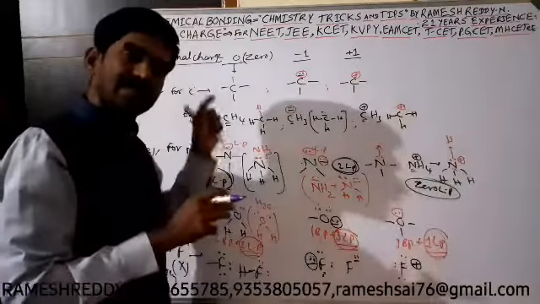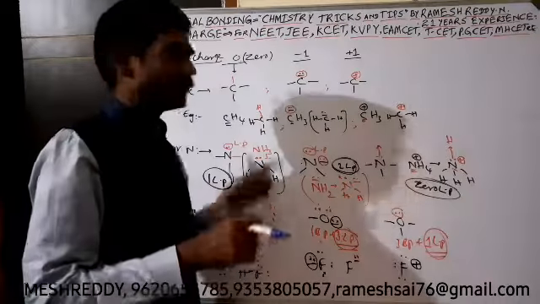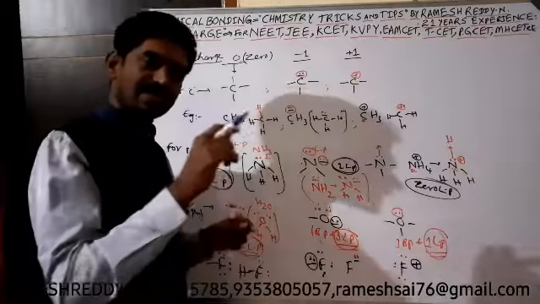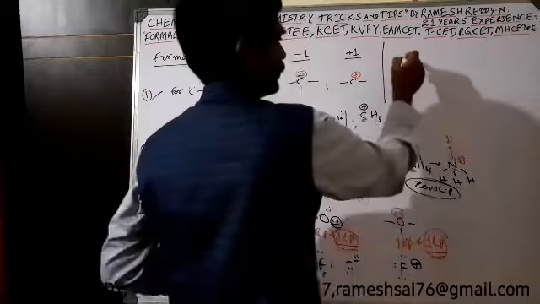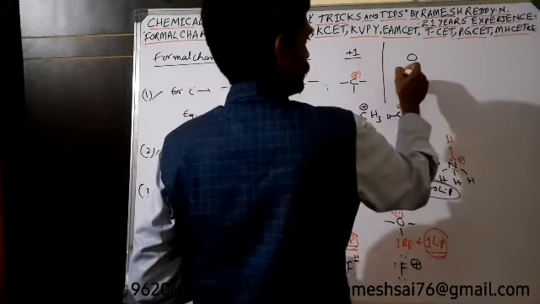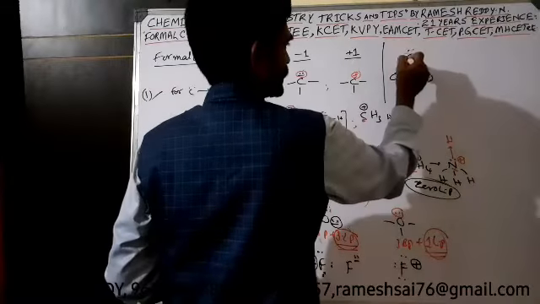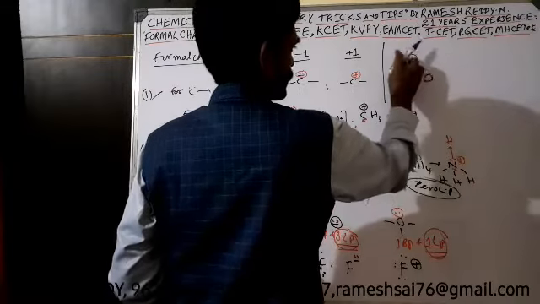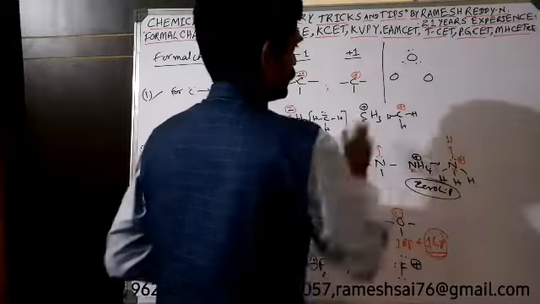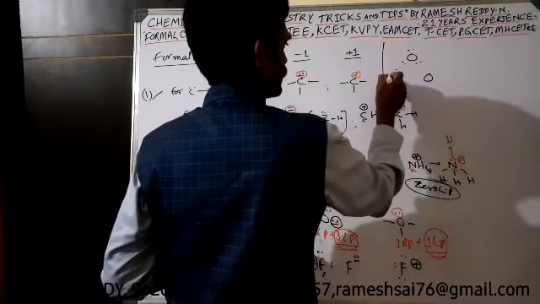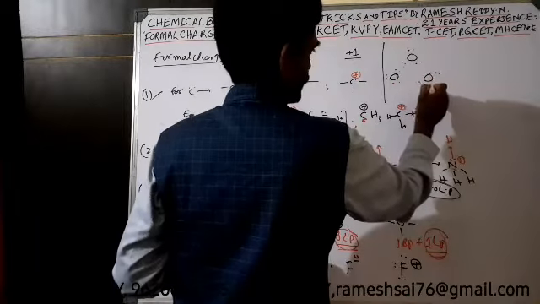By keeping this concept in our mind, without applying the formula, you can easily calculate the formal charge. By seeing the question, this is how to answer it. See, for example, take the ozone molecule. Ozone has 3 oxygen atoms. So it has 1, 2, 3, 4, 5, 6 electrons. And then this oxygen also has 1, 2, 3, 4, 5, 6. This oxygen 1, 2, 3, 4, 5, 6. Right.